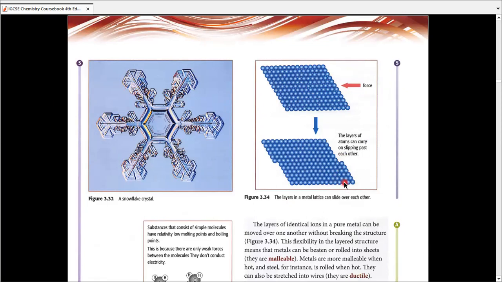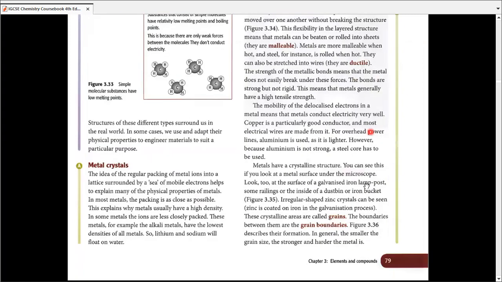Because of this property of slipping of layers, they are malleable and can be converted into sheets, and they are ductile and can be stretched or pulled into wires. So this property of slipping of layers can easily explain both the malleability as well as the ductility. I hope that explains how and why we use metals in such a way, right?